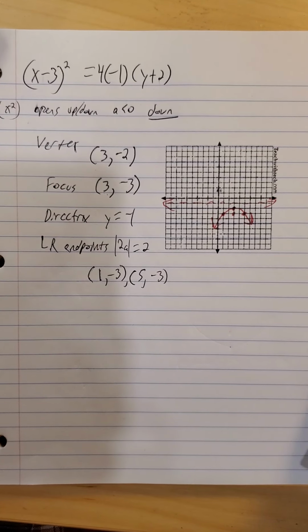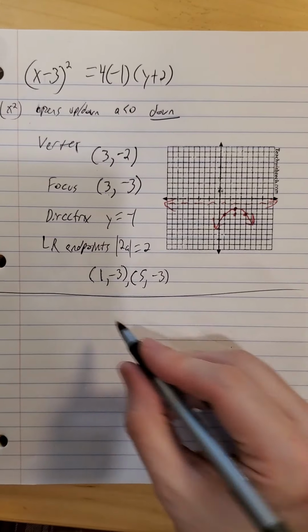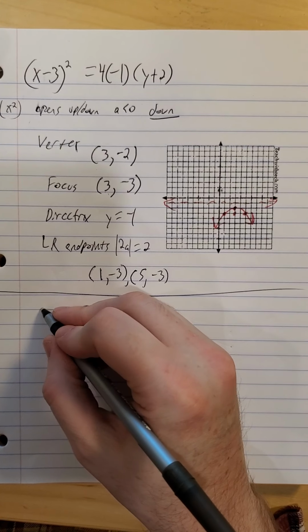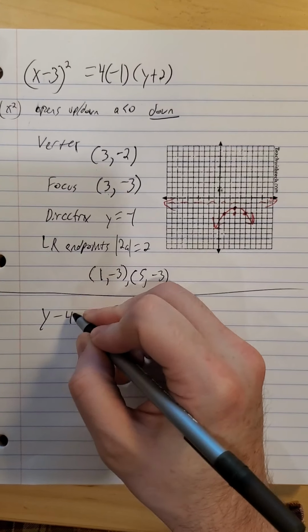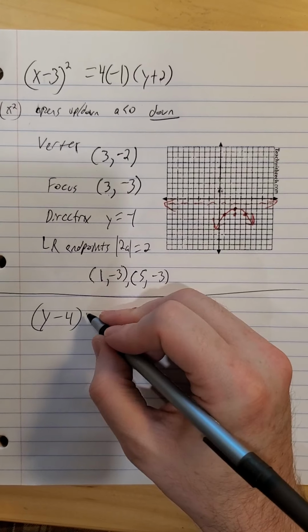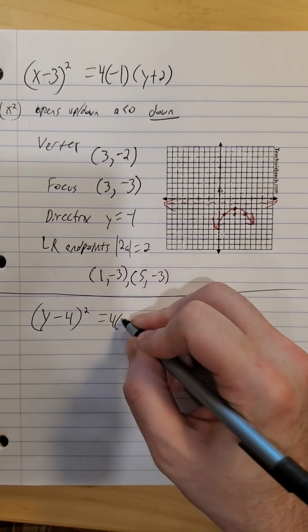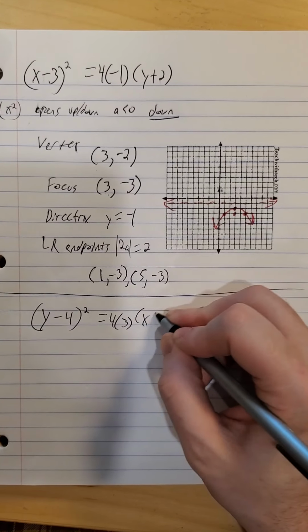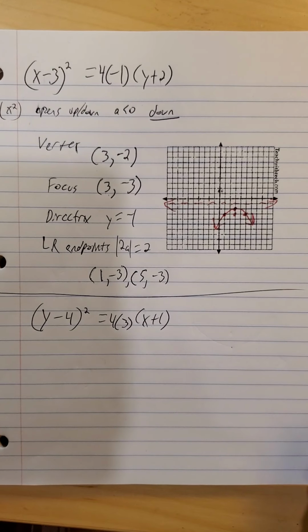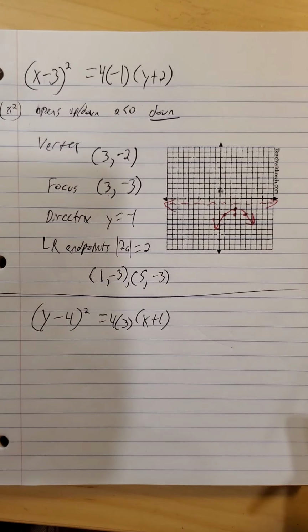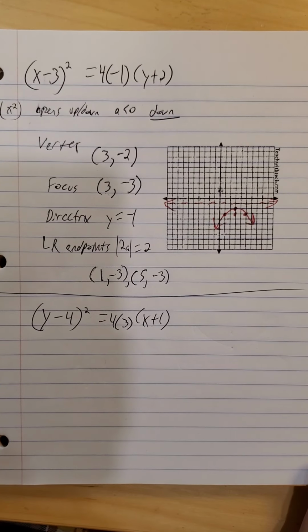So now I'm going to suggest that you try this next one on your own. I'm going to put it up and ask you to pause it and give it a spin. So see if you can sketch out (y minus 4) quantity squared equals 4 times 3 times the quantity (x plus 1). So find all that pertinent information.